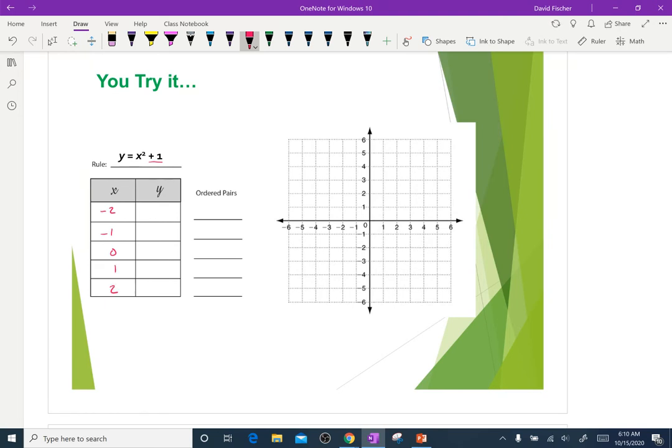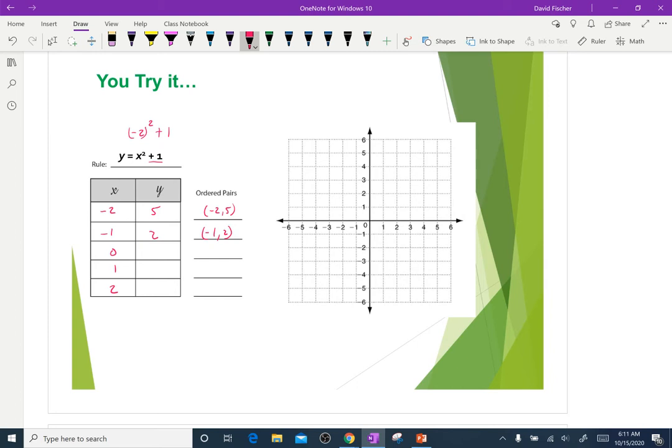I'm excited. My computer's kind of hanging in there. All right. So if I have -2, and I'm just going to do the first one, squared plus 1, well, -2 times -2 is a positive 4. 4 plus 1 is 5. So again, sometimes we can use mental math here to solve these. -1 times -1 is a positive 1. Plus 1 is 2. So I got -1, 2.